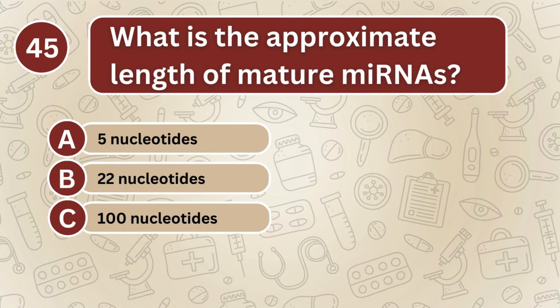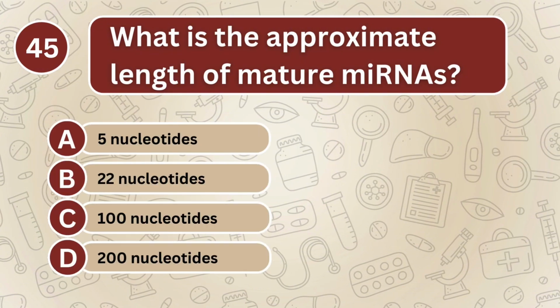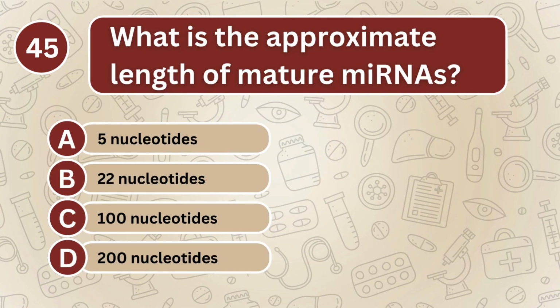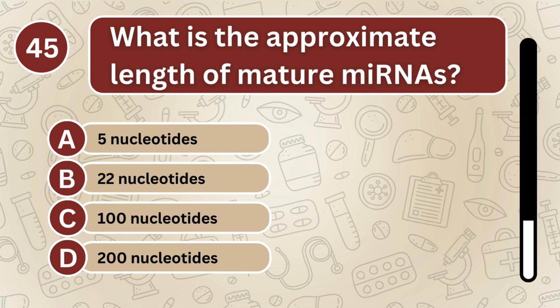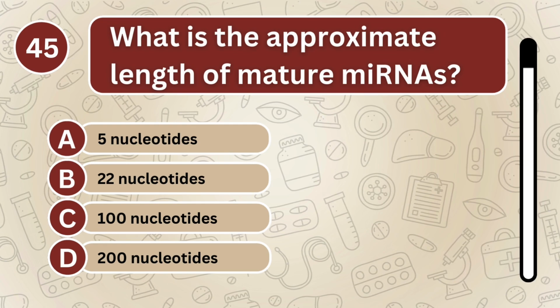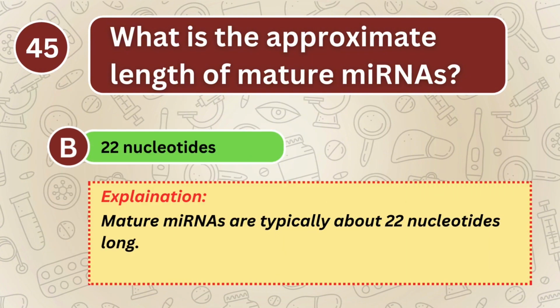What is the approximate length of mature microRNAs? A. 5 nucleotides, B. 22, C. 100, or D. 200 nucleotides? Correct answer is B. 22 nucleotides.